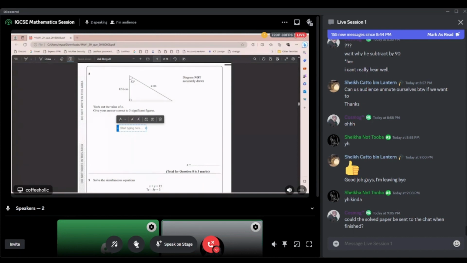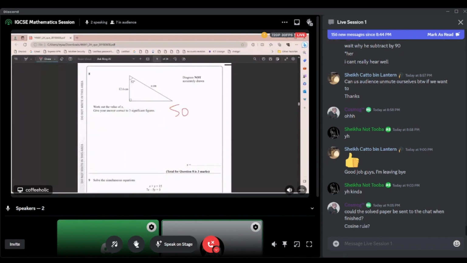The next question, so this is a trigonometry question. Look at the value of x. So what you do here is you use the SOHCAHTOA rule. So for here, the values are the angle and there's 12.6, which is your adjacent, and you need to figure out the hypotenuse to use cos. So cos theta equals adjacent over hypotenuse. It's not the cosine rule, but it is the trigonometry cos, yeah.